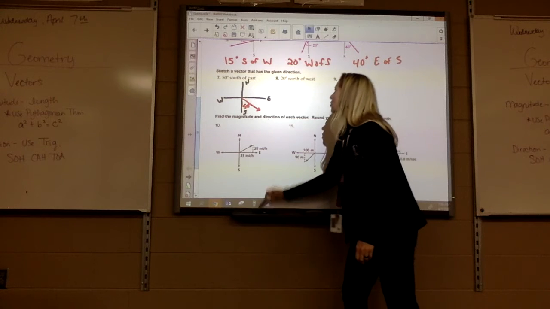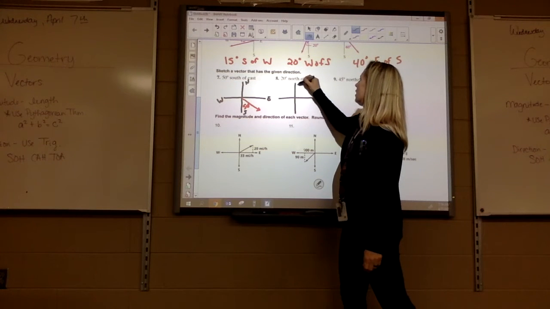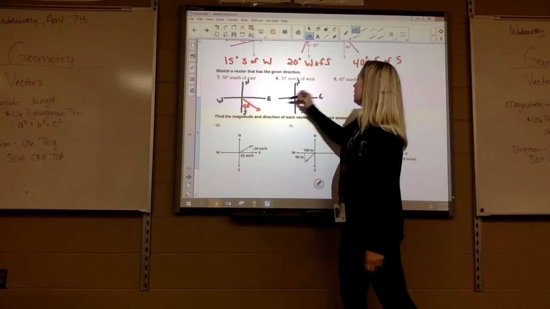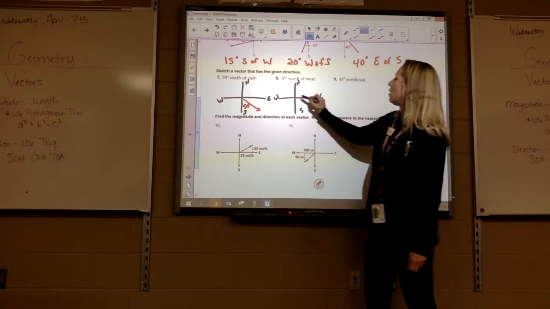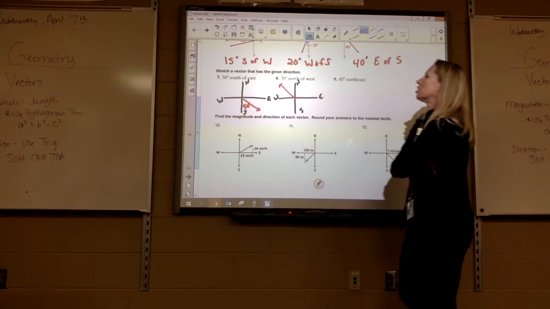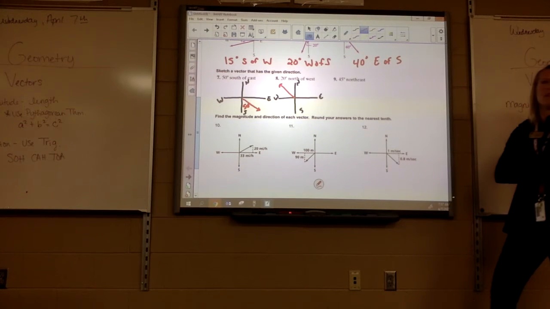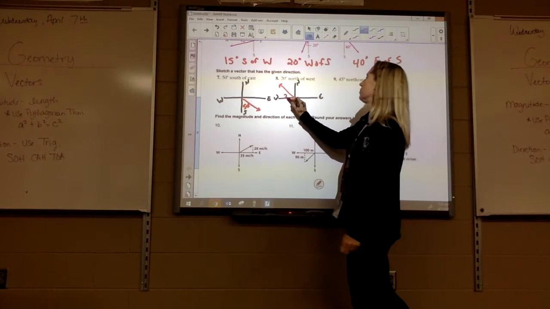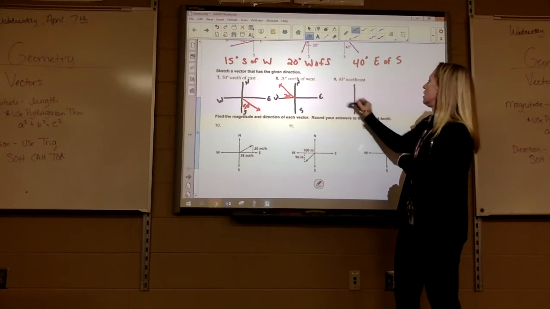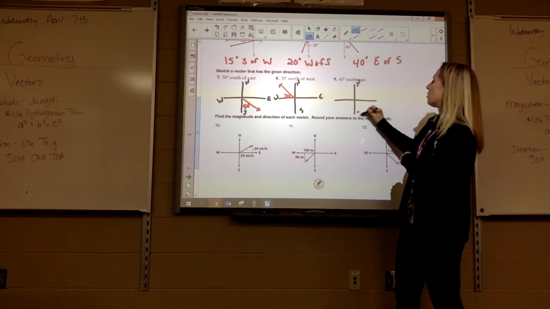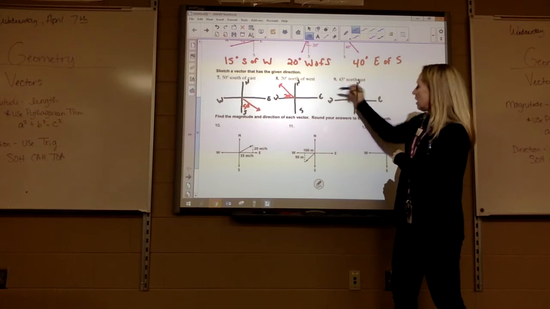So draw your north, south, east, west. My vector is between the north and the west. Which side does my 20 degrees go on? West side. The west side. I feel like I'm just doing all these problems with you. I like vectors.